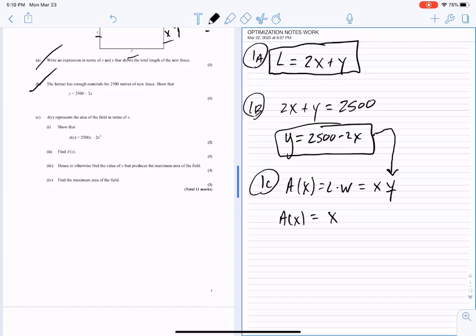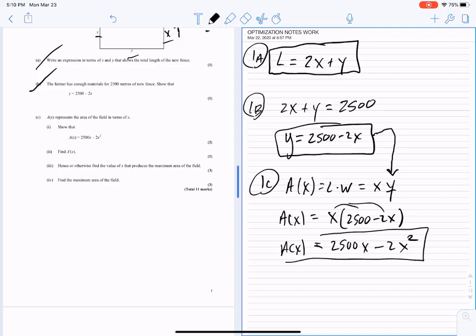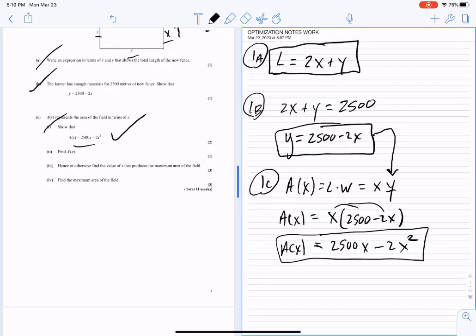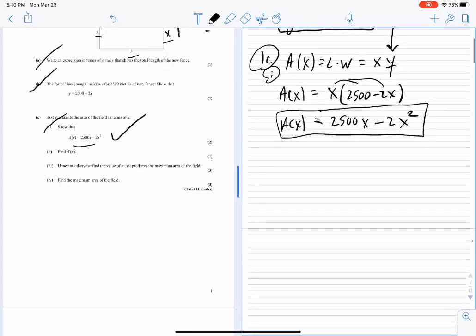This is going to be x times 2,500 minus 2x. So when I distribute that x in there, it's going to give me 2,500x minus 2x squared. And that would be A of x. And that's your answer. And that's what they want me to prove right here, and it's done. So this is really not complicated. This is 1C part 1 right there, okay? 1C part 2.